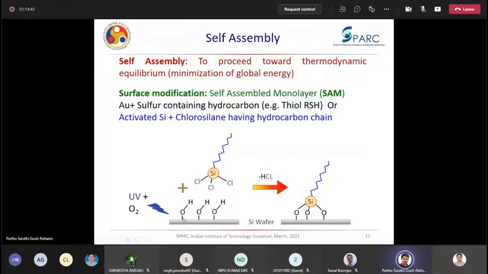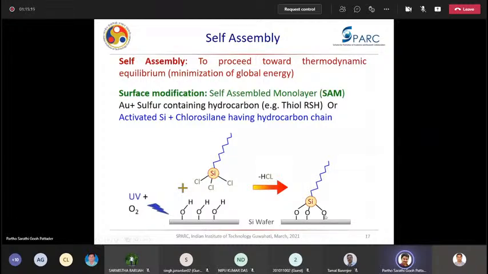Okay, and we use some trichlorosilane, the silane molecules. It reacts with this hydroxyl group, and HCl gets removed, and this long chain hydrocarbon is bonded on the silicon surface. So we go from a hydrophilic to a hydrophobic surface, because the hydrophobicity comes from the long chain hydrocarbon associated with the trichlorosilane. Okay, so now there are various variations of that.